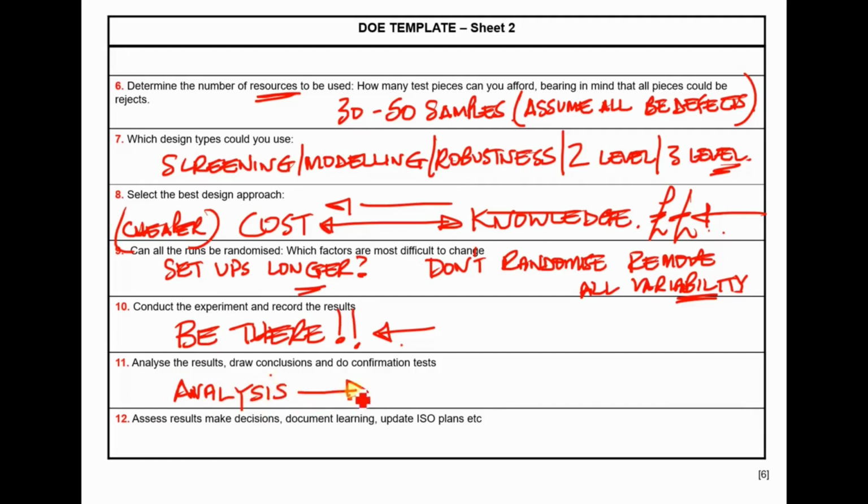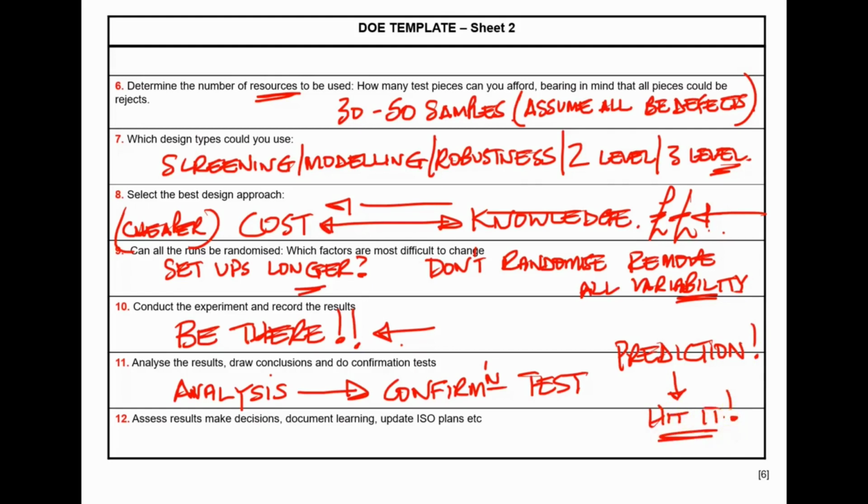And a key point, do a confirmation test. What's a confirmation test? You make a prediction. This is when you really know how your process works. You make a prediction and you hit it. That is confirmation right there. And that proves that you've got knowledge out of this experiment. That's what a DOE does. It gives you knowledge to be able to predict and therefore just hit targets.